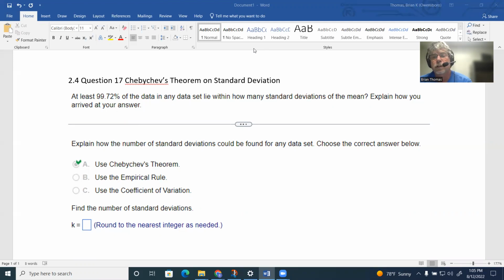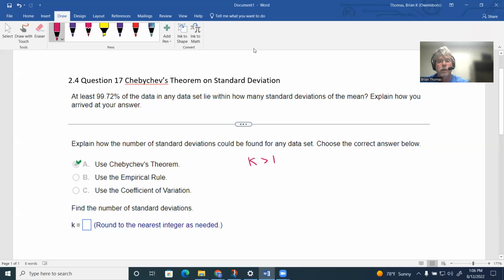And the first question said, explain how the number of standard deviations could be found for any data set. Notice how it says any data set. The empirical rule only works for a bell-shaped curve data set. So Chebyshev's rule came into play at this point. Remember Chebyshev's rule, the K stood for the number of standard deviations. So K had to be greater than 1. And what we chose first is like 2.